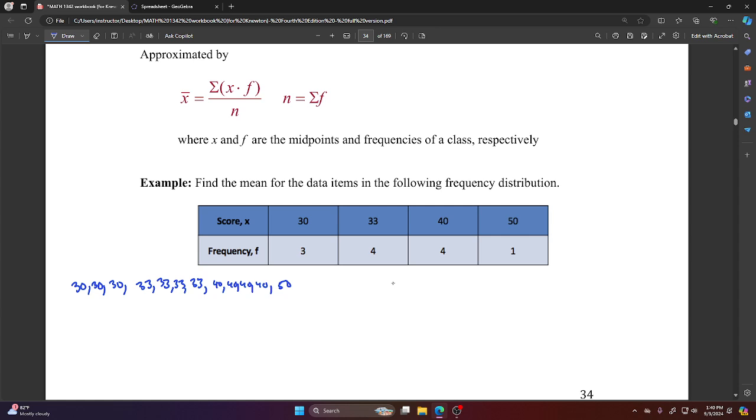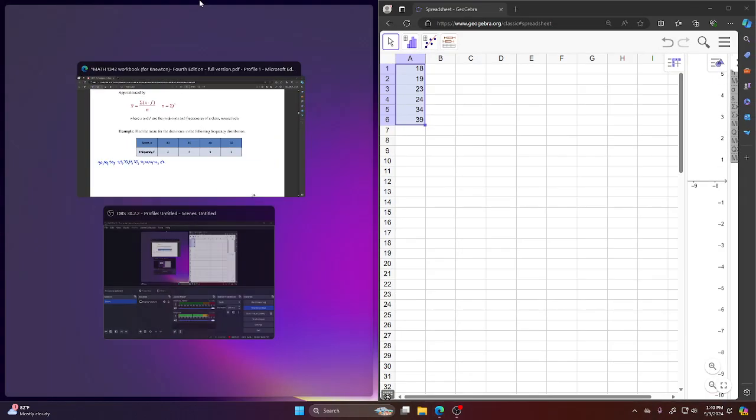And what if you're not having 3 and 4, but you have like 20 of them? You don't want to do that anymore. So how do we make this work in GeoGebra? That's going to be my question. I want to get this all done in GeoGebra. What do I do? So I'm going to side-by-side it.